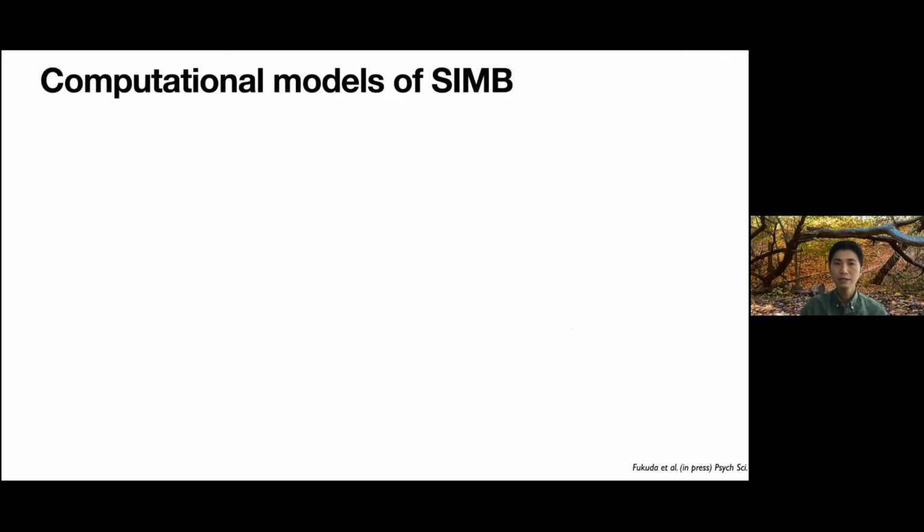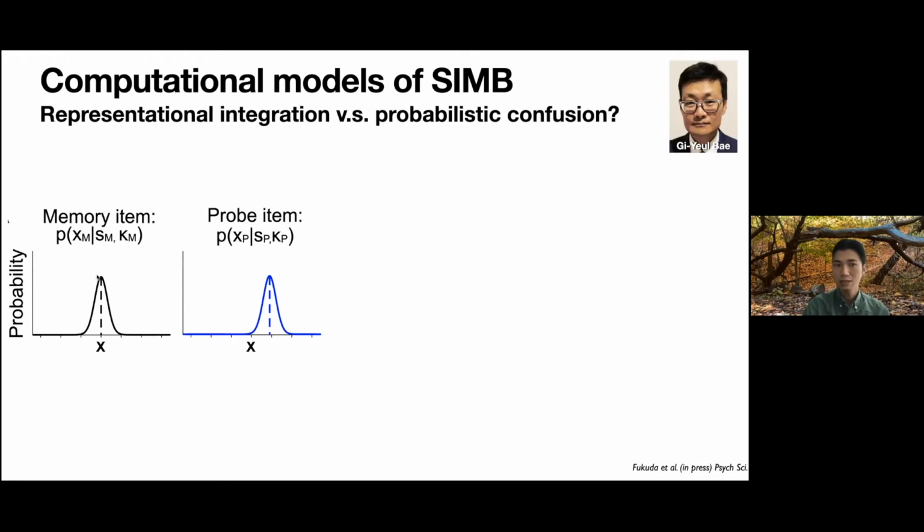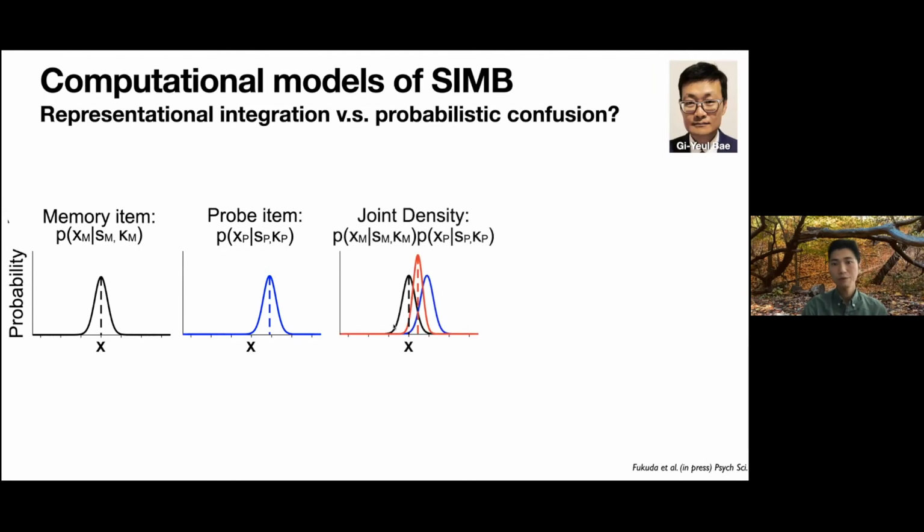Okay. Next, what we wanted to do is to get at the computational basis of the similarity-induced memory bias. Here we contrasted two potential mechanisms. One is called representational integration, and the other is called probabilistic confusion. This is work that was done in collaboration with Causal. So let me walk you through what I mean by representational integration. Let's assume that this is the memory representation of the original item, and this is the representation of the probe item.